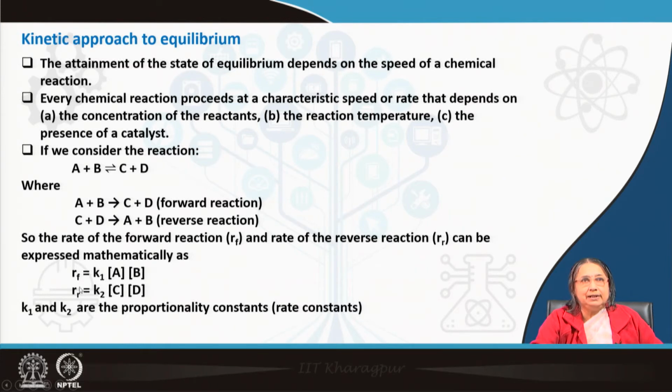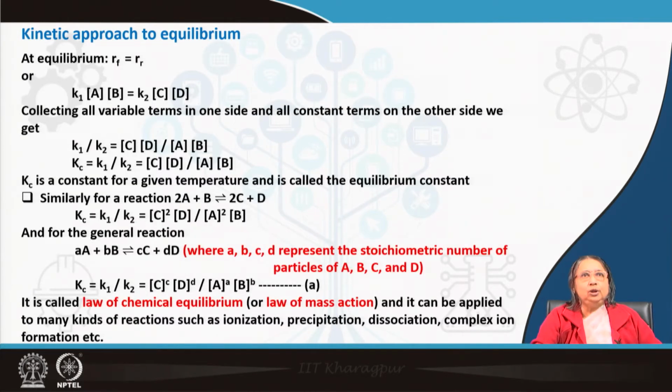And then for the backward reaction, that is the rate RR. This is rate F, the rate of the forward reaction, and this is the rate of the backward reaction. In this case, K2 into concentration of C into concentration of D, where K2 is the rate constant for the backward reaction. So, when these two rates are the same, then what happens? At equilibrium the rate of the forward reaction is the same as the rate of the backward or reverse reaction.